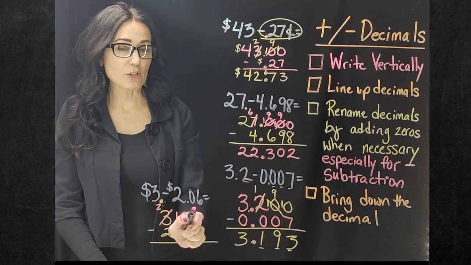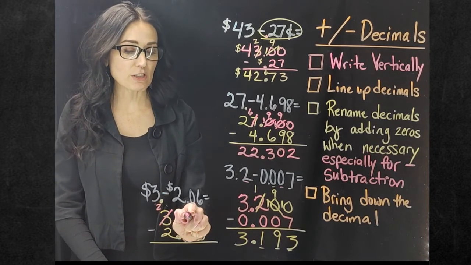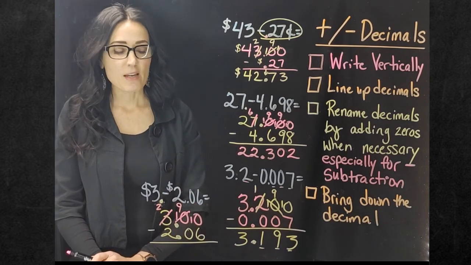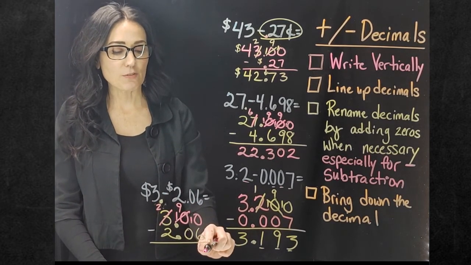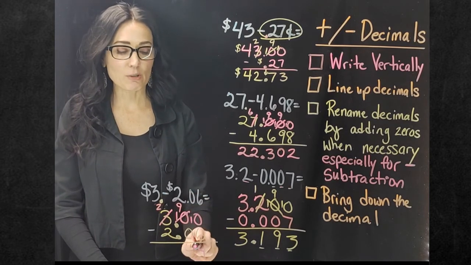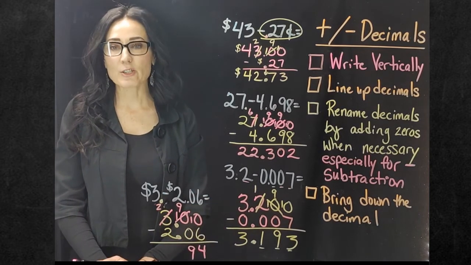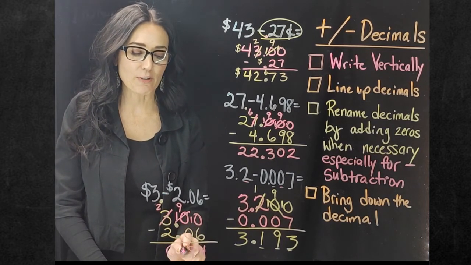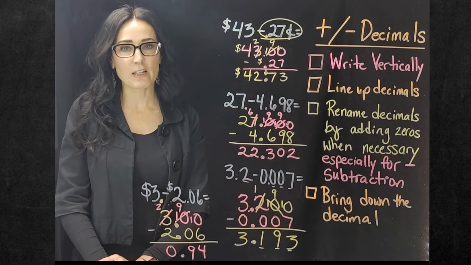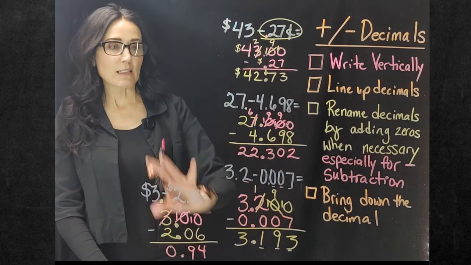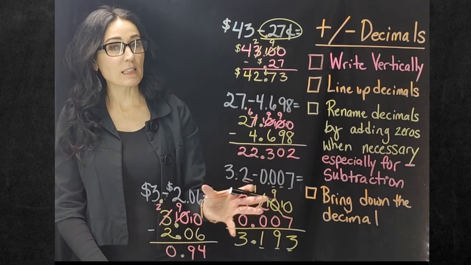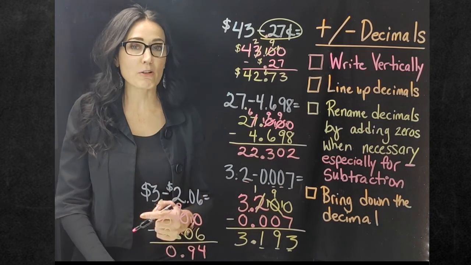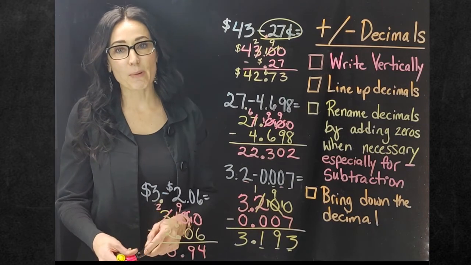Now that it's 10/10, we can borrow, so this is going to become 9/10, and we put one of our tenths over here. So 10 minus 6 is 4, 9 minus 0 is 9, and 2 minus 2 is 0. So our final answer would be 94 hundredths. So that's what you need to do when you have missing numbers on subtraction. You need to fill them in with zeros, and don't forget to borrow and ungroup and regroup as necessary.